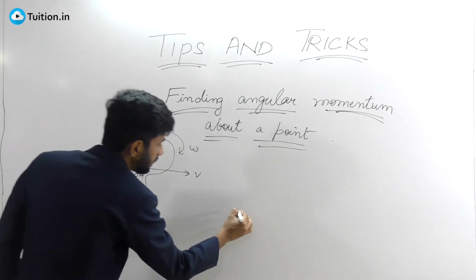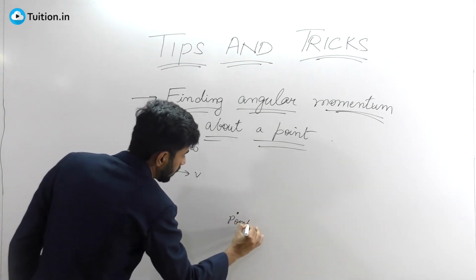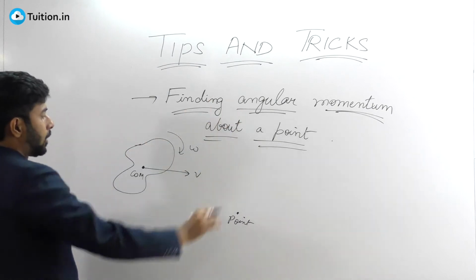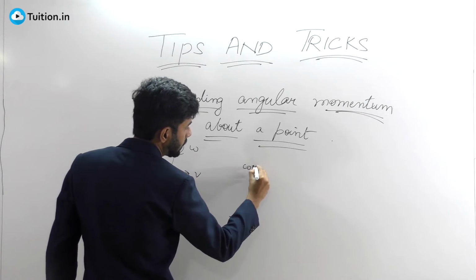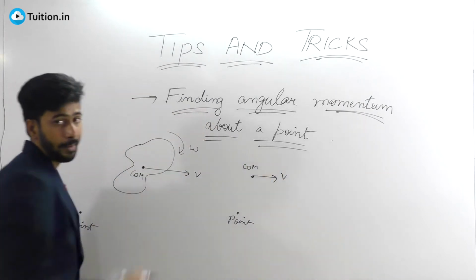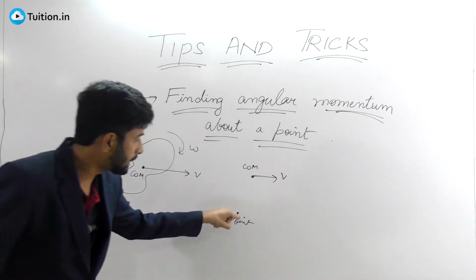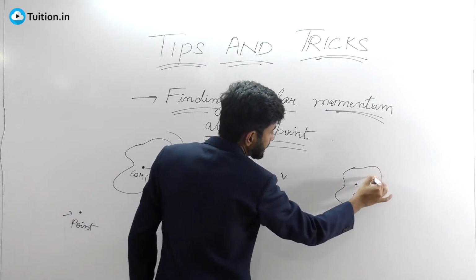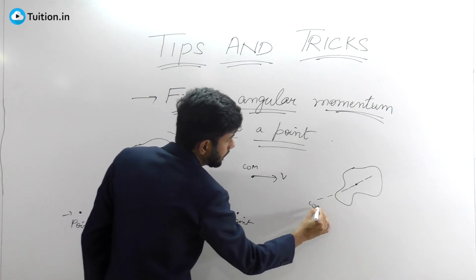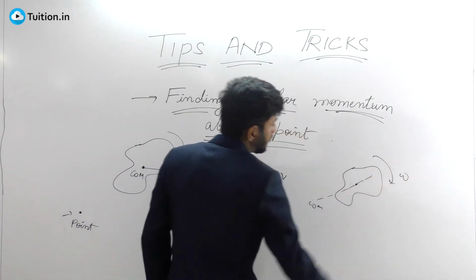You have your point here, and your point is still there. First of all, you'll forget that the body exists. You'll only look at the center of mass of the body, and you'll see that it's moving with v. That's the first step. The second step is, you'll forget the point now. You look at the body, the axis passing through the center of mass, and you look at the omega.